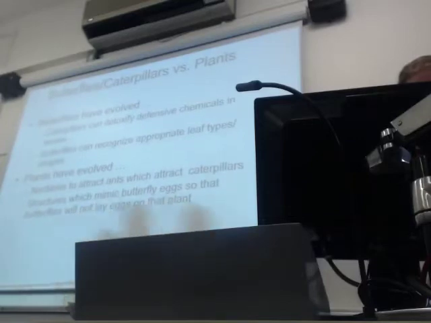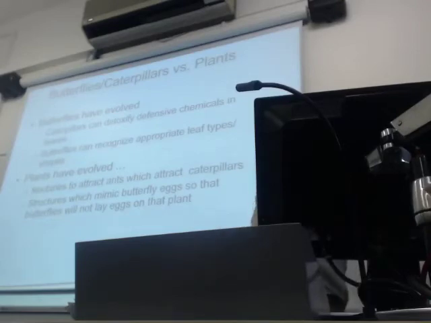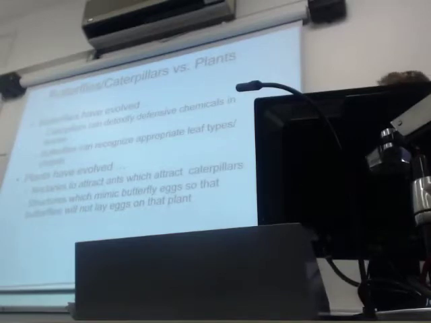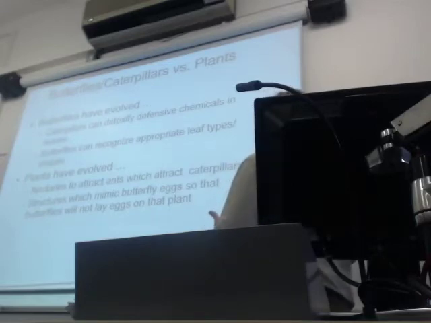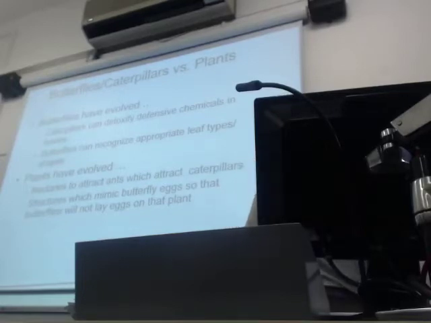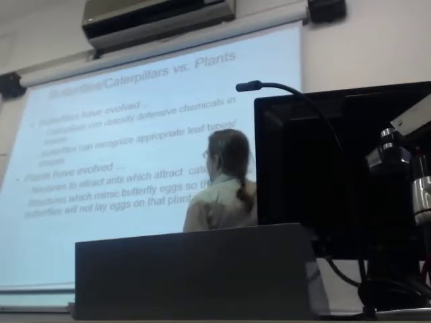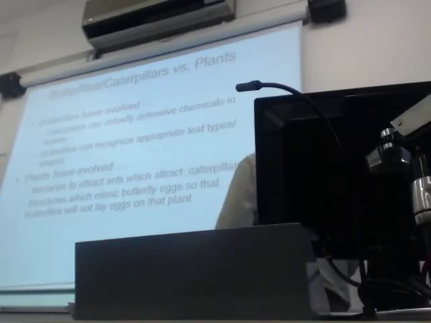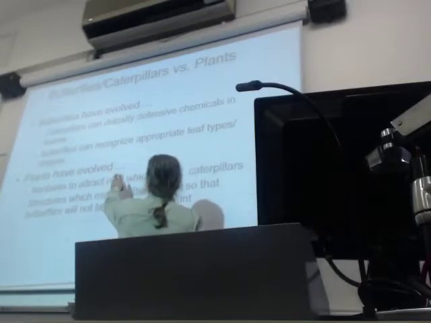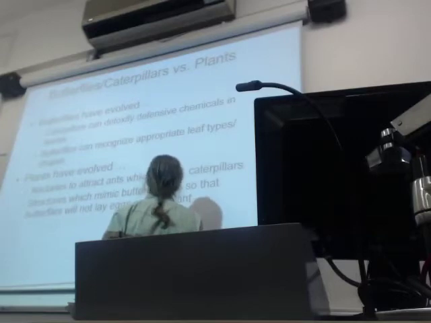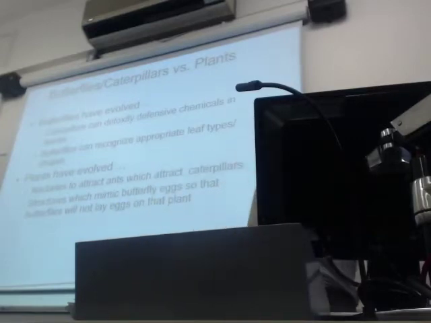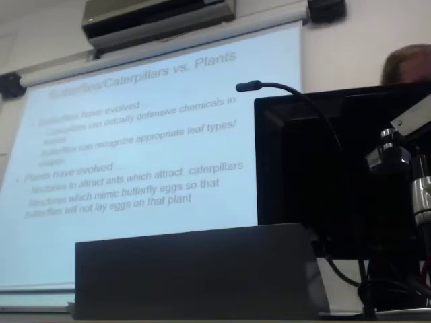A more complicated example is that coevolution isn't just predator and prey, but there are often more complicated relationships going on. So butterflies have evolved in combination with some plants so that the caterpillars detoxify the defensive chemicals in the leaves. Butterflies can recognize the appropriate leaf types and shapes. Plants at the same time have evolved nectaries which the ants like, which attract caterpillars. Some other plants evolve structures that look like butterfly eggs because these plants don't want butterflies, whereas this plant wanted a butterfly. So the different species interact in different ways.